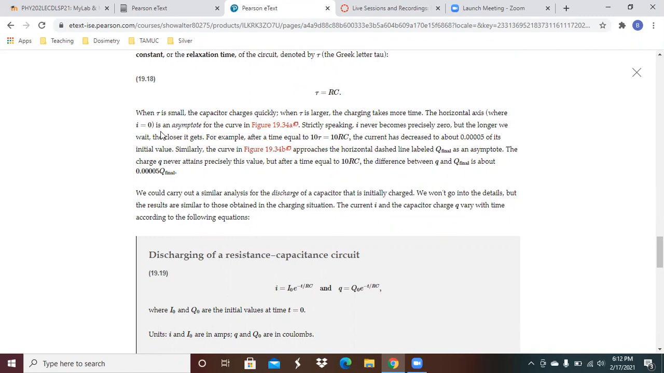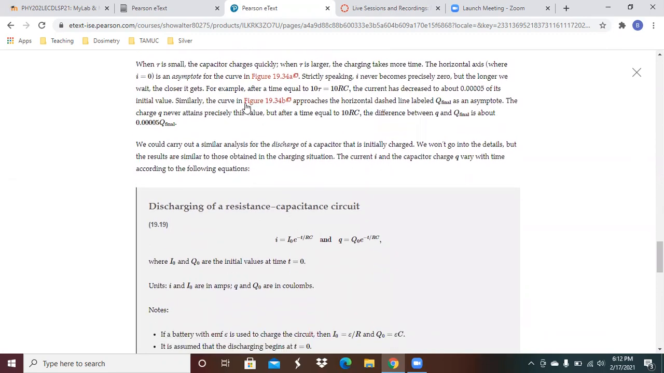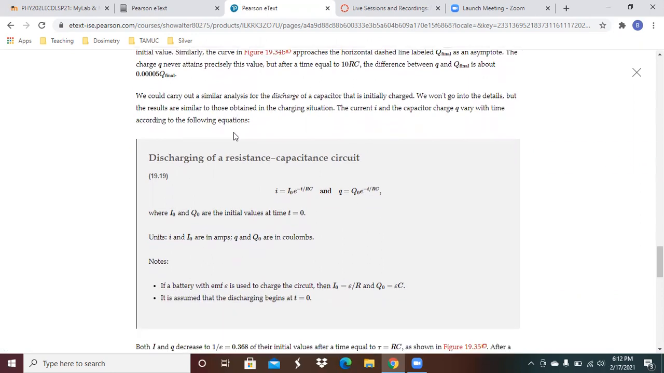The horizontal axis, where this is an asymptote for the curve, is in the first figure we looked at. Strictly speaking, I never becomes precisely 0, but the longer we wait, the closer it will get to that. So if we wait 10 times RC, then the current has decreased to this fraction of the initial value. Similarly, the curve in the charge part of that approaches the horizontal dashed line here as an asymptote. So it gets very, very close.